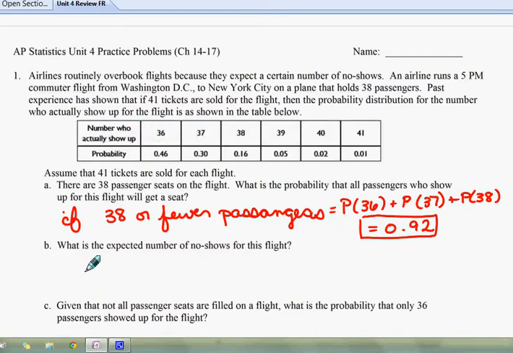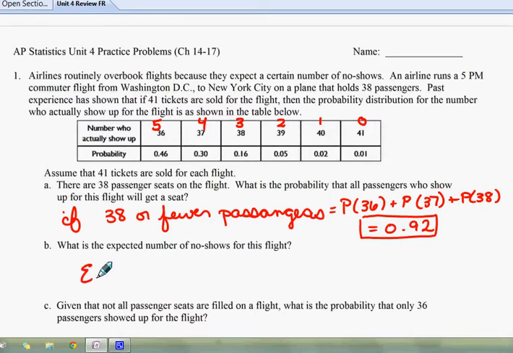Now, part B is asking for the expected number of no-shows. And again, if we come back up to the table, if we have 41 people on the flight, that means there are no no-shows. 41, 1, and just keep going down the line. And that's how many no-shows there are. So you can use either probability model. You can use the probability model given to you, or you can convert it into a no-show probability model.